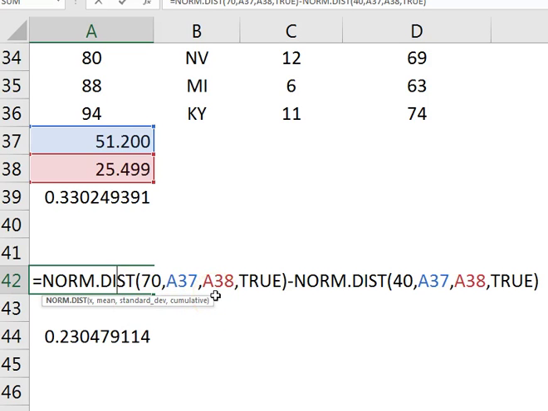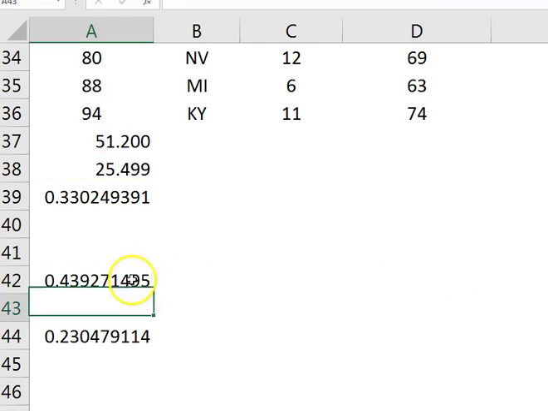For finding the percentage that we predict to be in between 70 and 40, we use the same formula twice. First time was 70, mean, standard deviation, true, and then we subtract away 40, with the same mean, same standard deviation, and true. And it gives us the percentage that's in between those two values. An illustration, a visual, really helps show why that subtraction works.